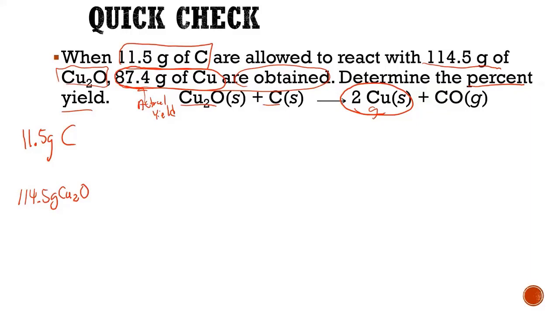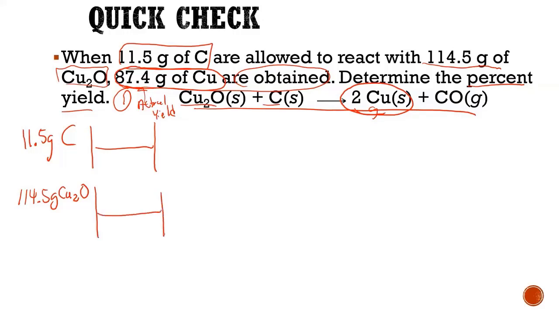I know that because I have both reactants given to me. So with stoich, the first thing I need is a balanced chemical equation. And I have that. That was provided. So step 2 is convert the given units to moles. I'm going to convert both my reactants to moles. So how many grams of carbon to 1 mole of carbon, and how many grams of copper 1 oxide to moles of copper 1 oxide.